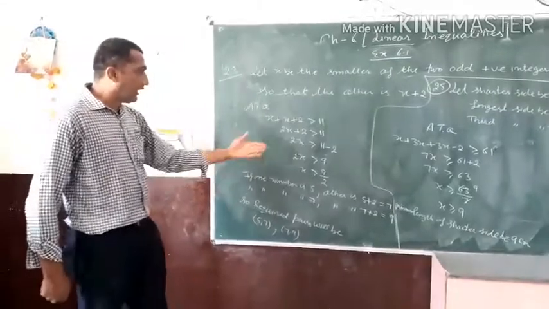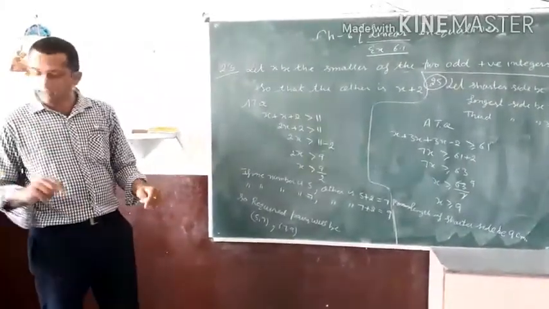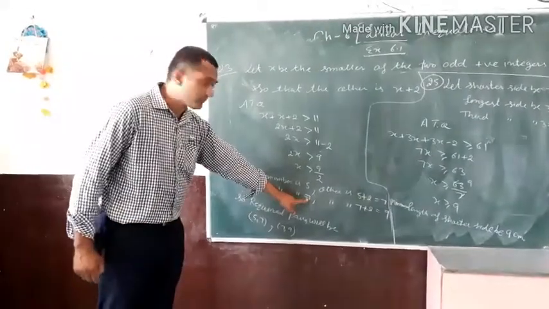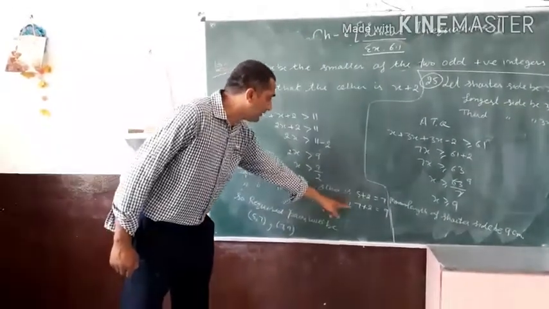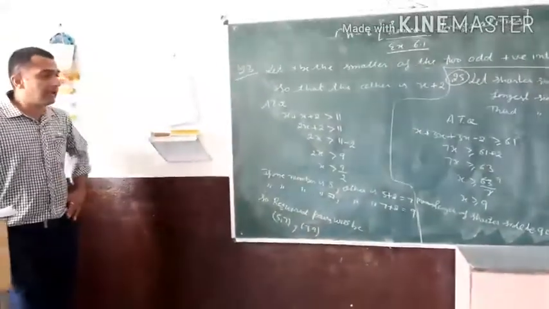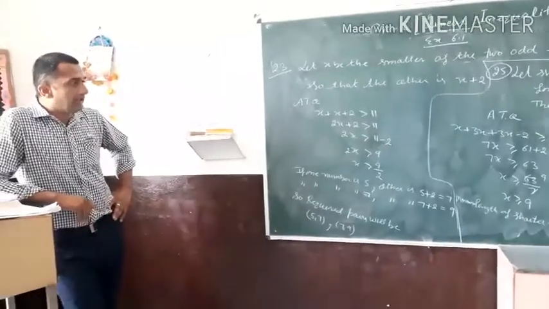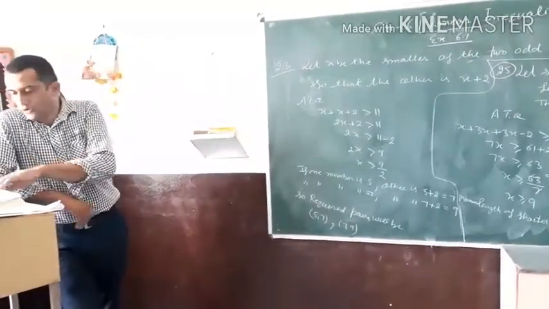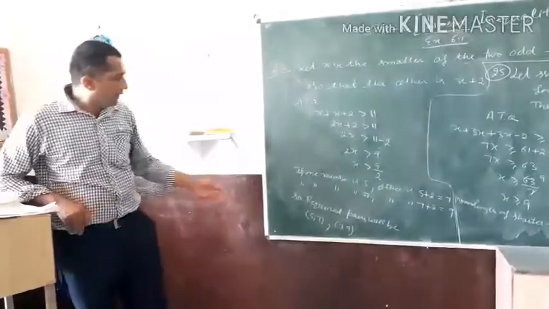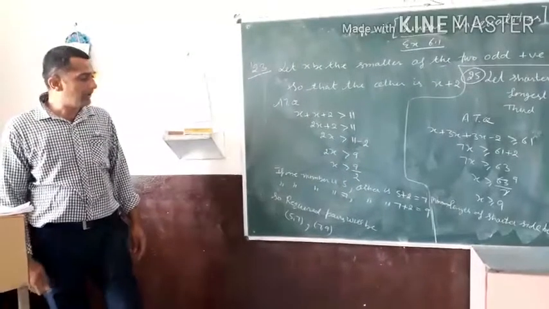So next, the other odd number greater than 9 over 2 and less than 10 is 7. If one number is 7, then the other is 7 plus 2, that is 9, and the sum of these two numbers is greater than 11. So the required pairs will be 5, 7 and 7, 9.